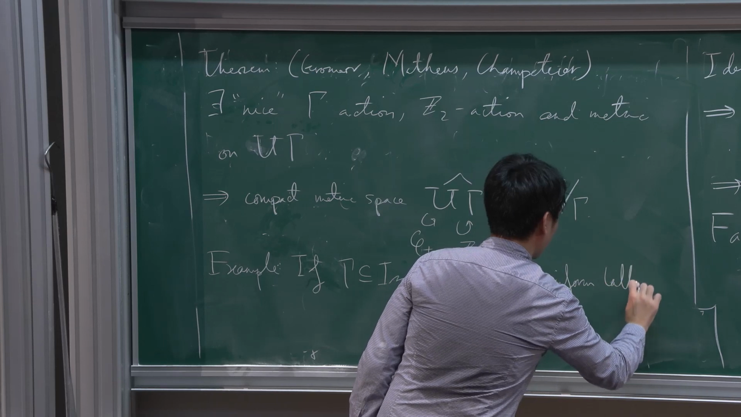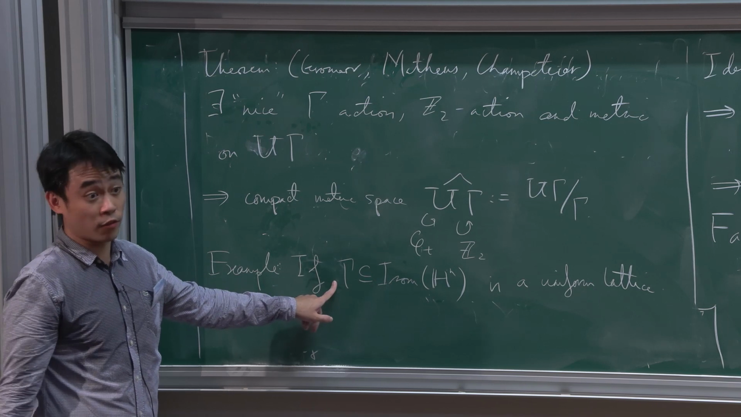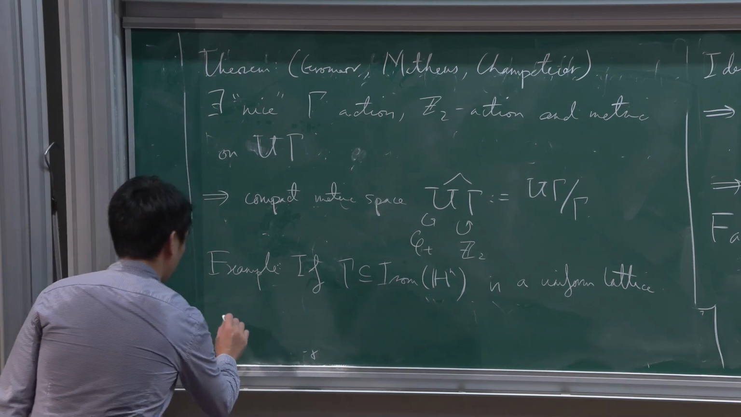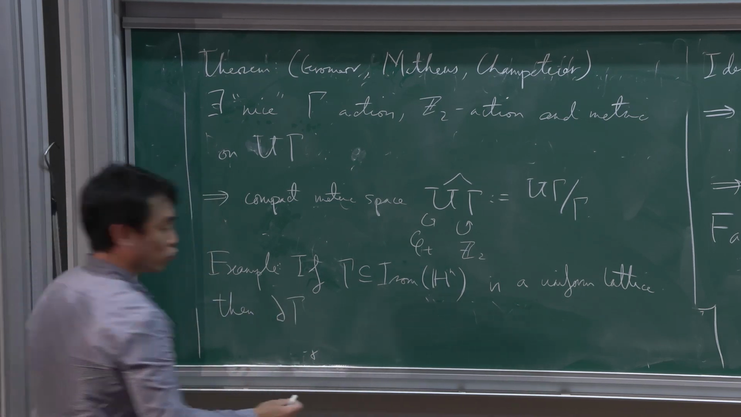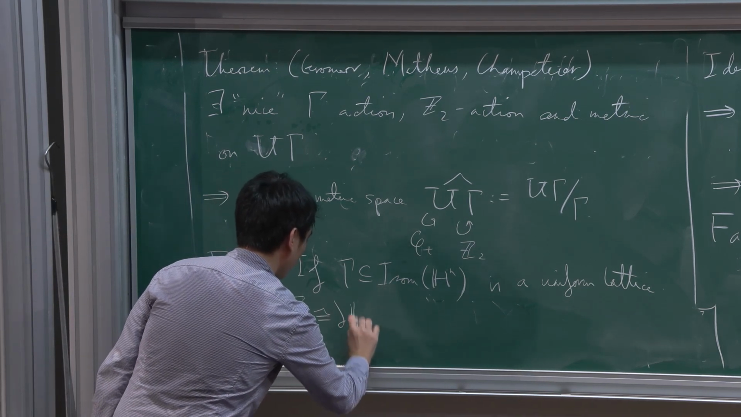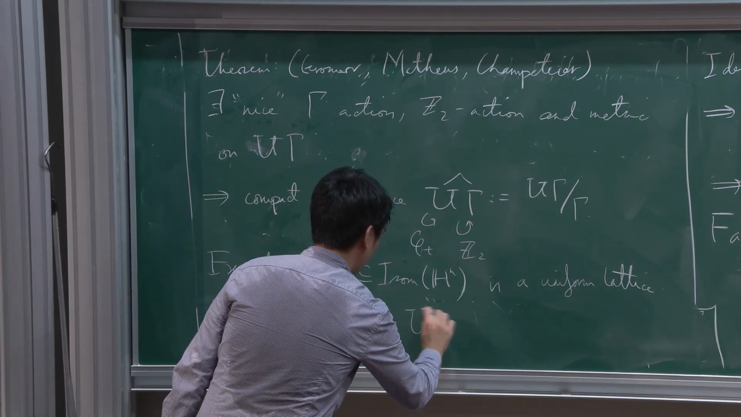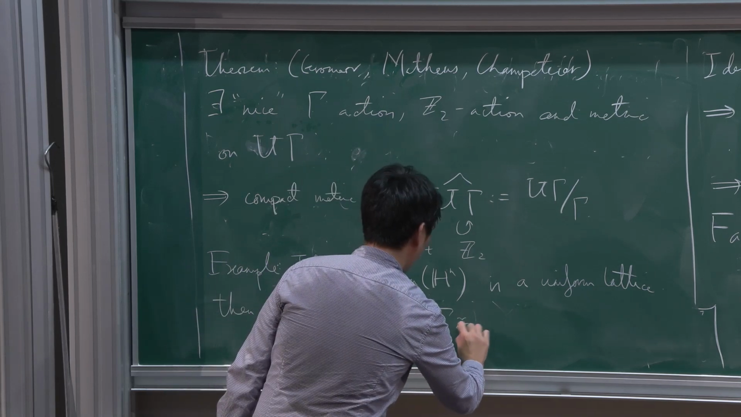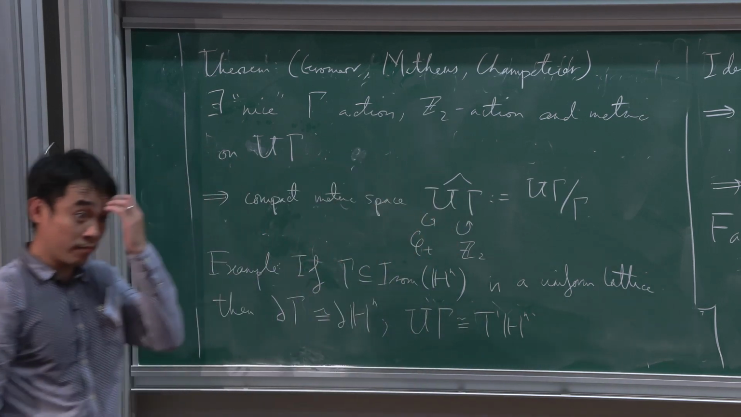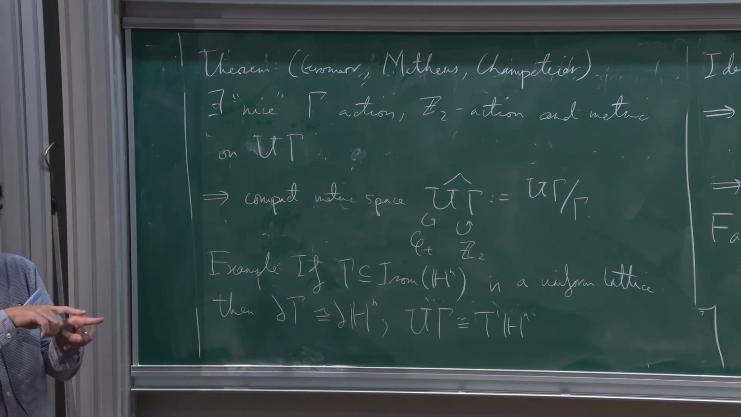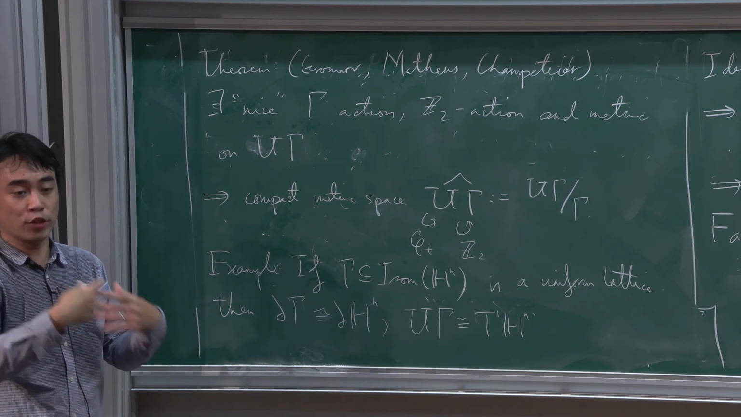Let's keep it simple. So for example, if you take n to be 2, you can take gamma to be a surface subgroup. Then in this case, the boundary of gamma can be identified with the boundary of Hn. And this flow space U gamma can be identified with the unit tangent bundle of Hn. And the point here is that if you're on the unit tangent bundle of Hn, you have the geodesic flow.